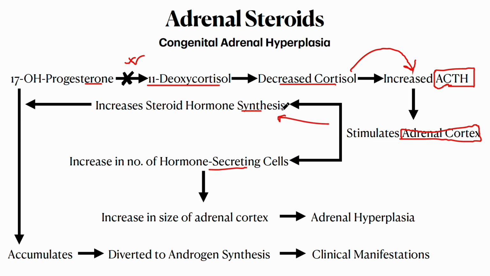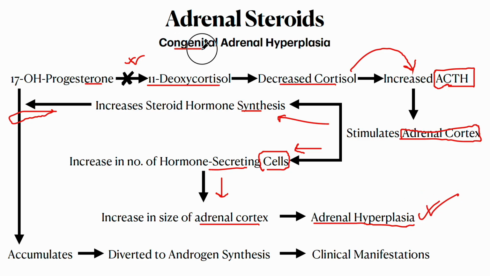That is, an increase in steroid hormone synthesis again. Here it will get accumulated, and then there is an increase in hormone secreting cells. In these hormone secreting cells, there is an increase in cell number, right? So that is why the adrenal cortex increases in size, and thus adrenal hyperplasia happens. That is the reason for hyperplasia, adrenal hyperplasia. So congenital, because there is deficiency of 21 hydroxylase enzyme, and adrenal hyperplasia because of this pathway, right?